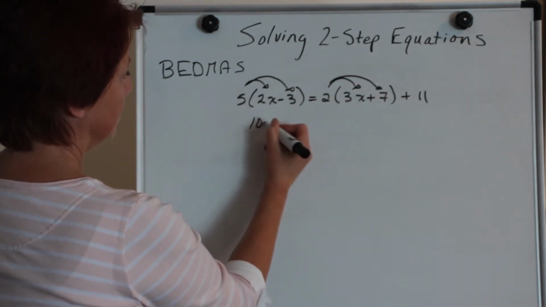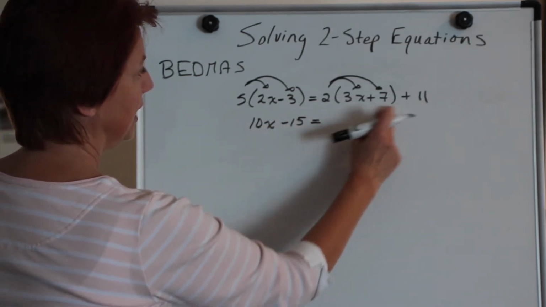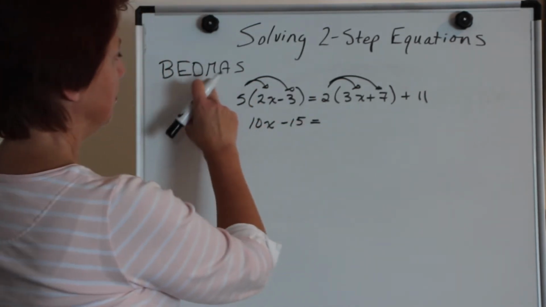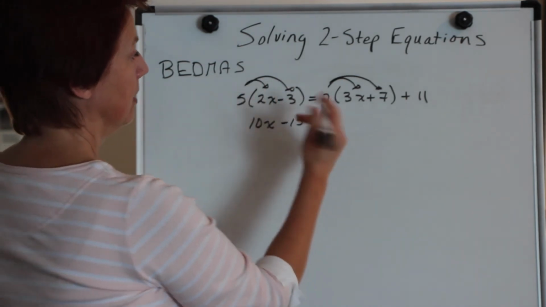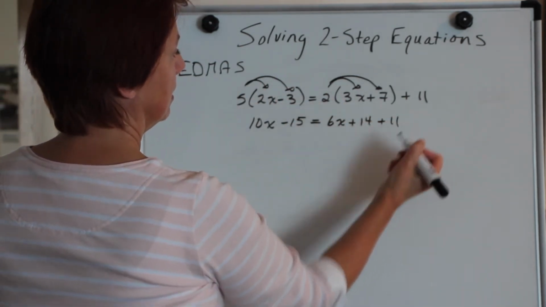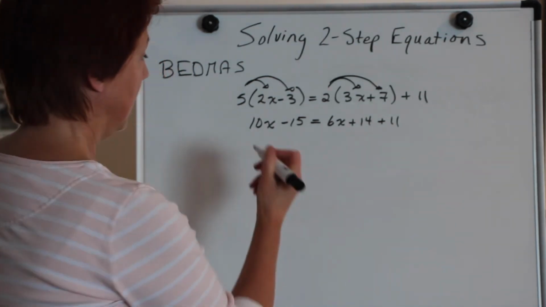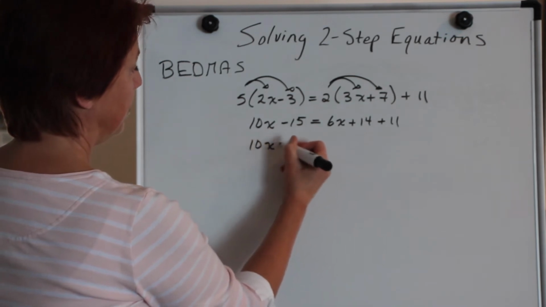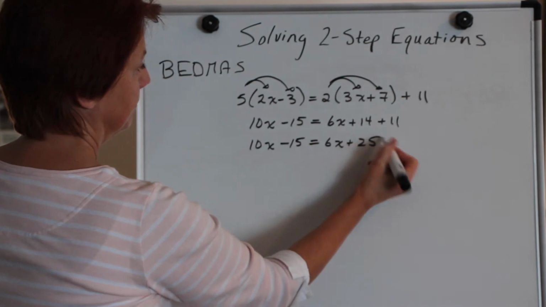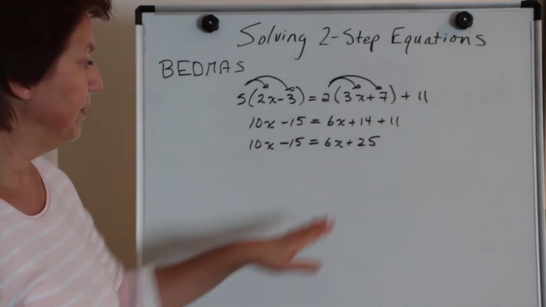So here we get 10x minus 15 is equal to, okay, don't add that 11 to the 7. You can't do that yet because you have to multiply first. Multiply comes before addition, okay? So we end up with 6x plus 14 plus 11. Now, do the math that can be done on each side before moving terms around. There, okay? The only thing I could do was add the 14 and the 11 to give me 25.